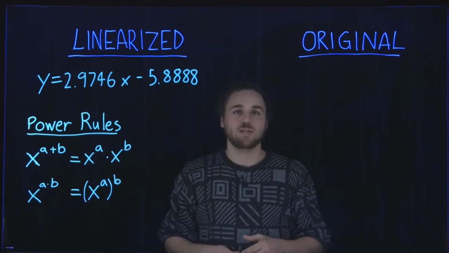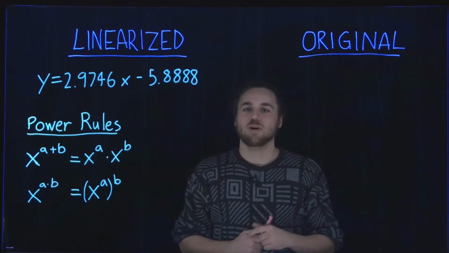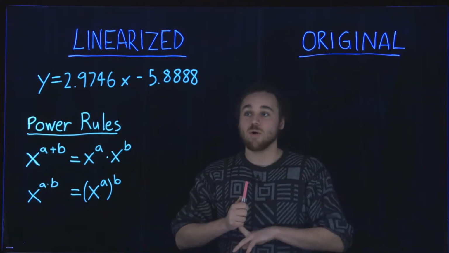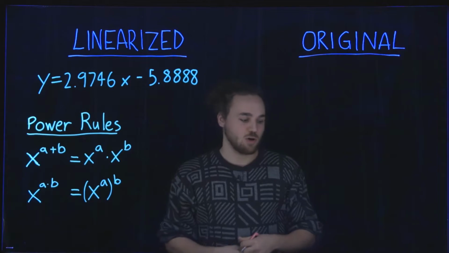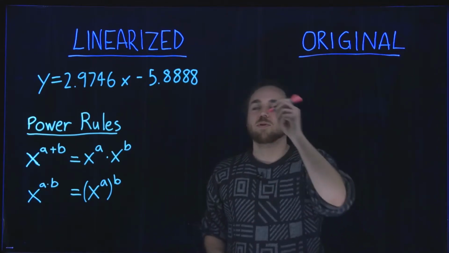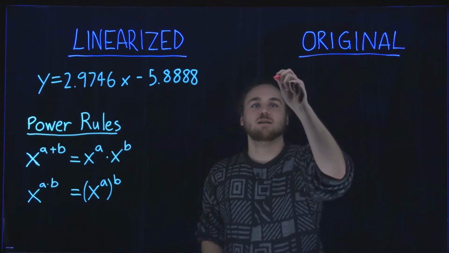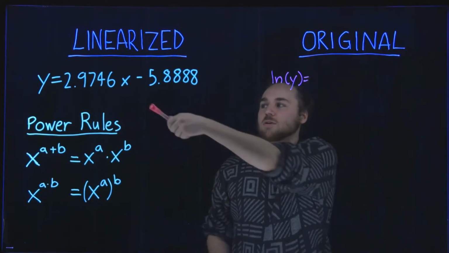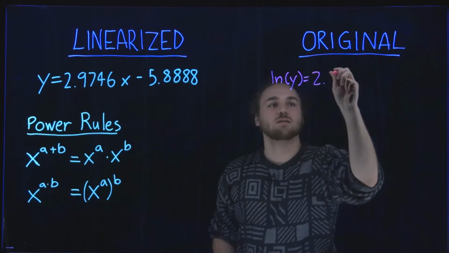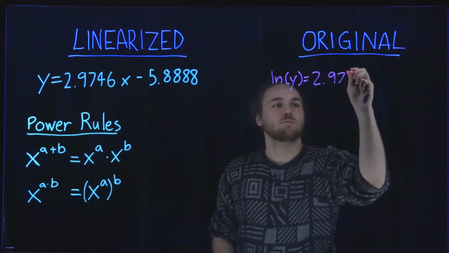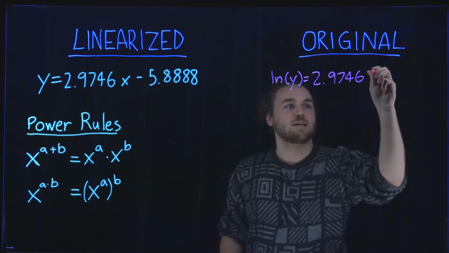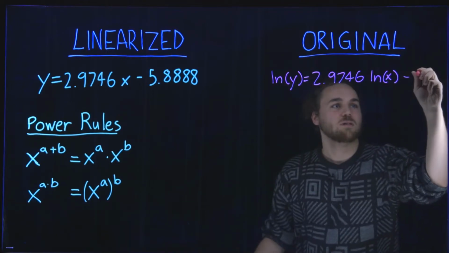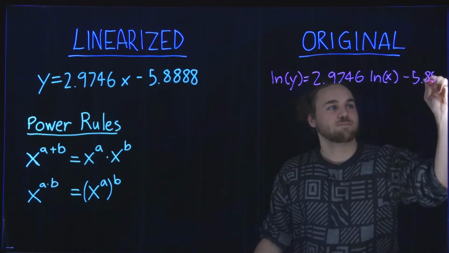So to get it into its original form, we remember that on our calculator, we made two new lists for the natural log of y and the natural log of x. So to account for that, I'm going to rewrite the x and y here as the natural log of y equals, all the numbers stay the same here, 4.6. And then I'm going to rewrite x as the natural log of x. And then this number here is the same.